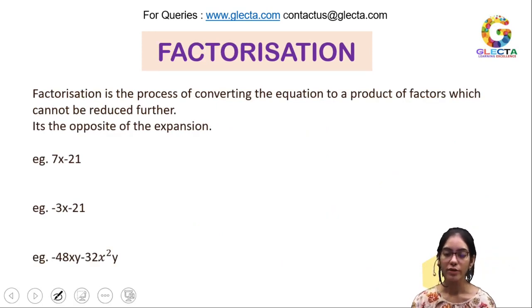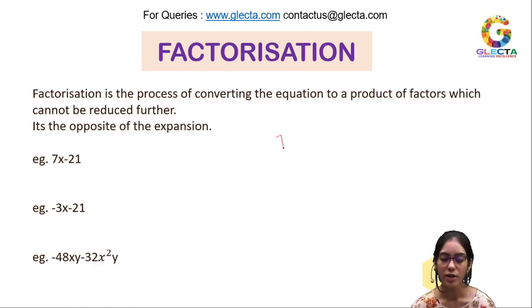Okay, now about factorization. Factorization is just the opposite of expansion. In expansion we were solving the brackets, we were removing the brackets from the expression. In factorization we do the opposite. We put the brackets, we just find out the common factors from the expression and then write that expression in terms of a bracket. Suppose we are given an example, 7x minus 21.